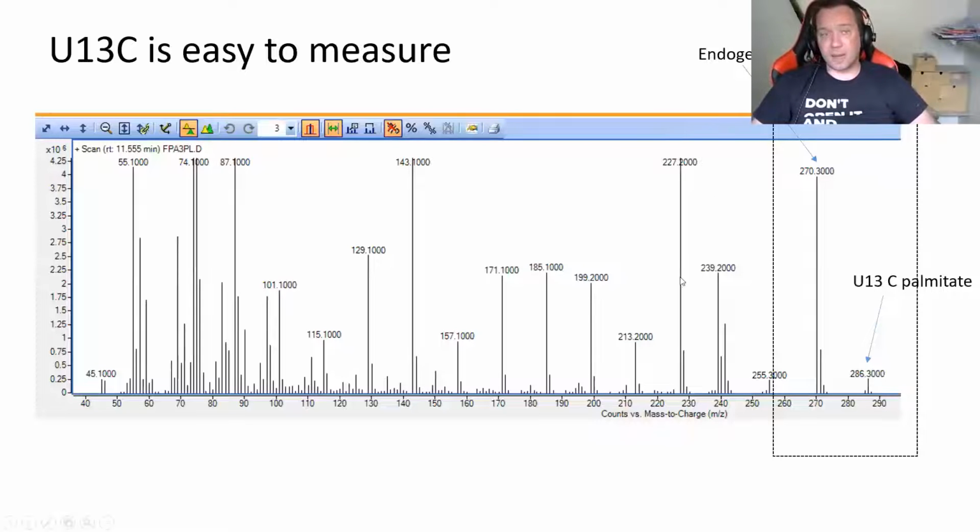This is a mass spectrum showing palmitate. We have the parent ion, 270 Daltons here, and you can see here 271 and 272 and 273. These are the N+1, N+2, N+3 ions. If we use U13C, we see it out here at 286 Daltons, so 16 Daltons heavier. And you can see there's absolutely nothing between about 273 and 286. So it's very easy to measure these things. You're not getting any overlap.